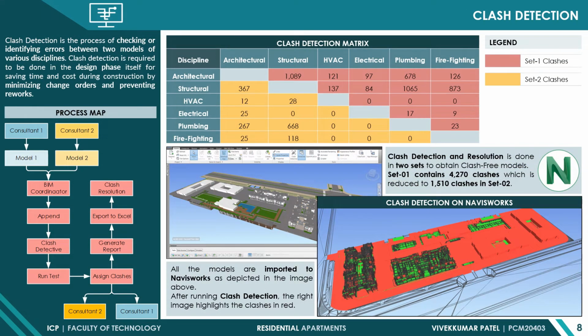For the clash detection, the Navisworks software is used, and the process map shown on the left side has been followed for the clash detection. The table shows the clash detection matrix, where the clash detection and resolution is done in two sets to obtain the clash-free models. Set 1 contains 4270 clashes, which is reduced to 1510 clashes in set 2. The image shows the interface of Navisworks, and the red and green colors indicate the clashes.